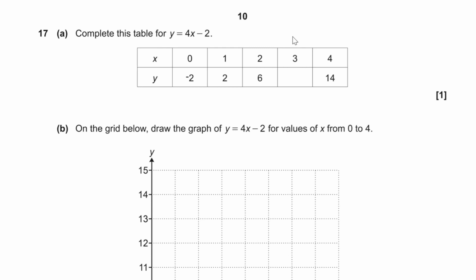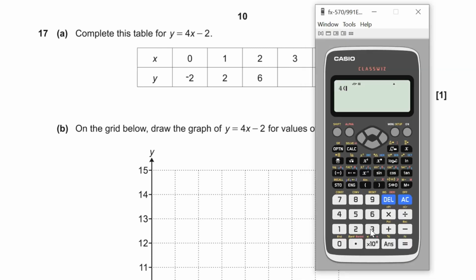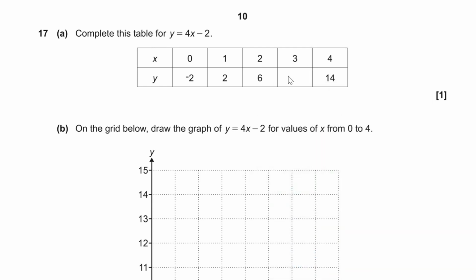Question number 17, for part A, we have to complete this table for y equals 4x minus 2. Well, what you can see here is we've been given different x values from 0 to 2, and then for 4. Now when x equals 3, we can find out what y is. We would have 4 lots of 3 minus 2, which is 10. So when x is 3, y is 10.